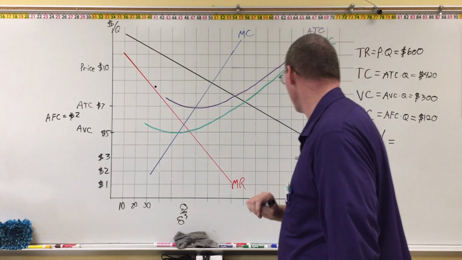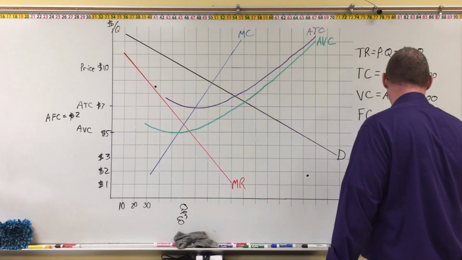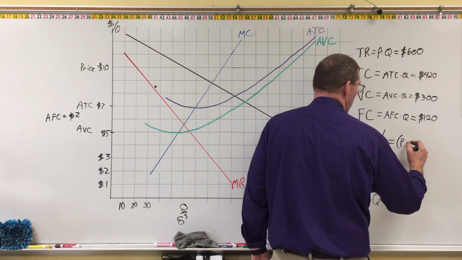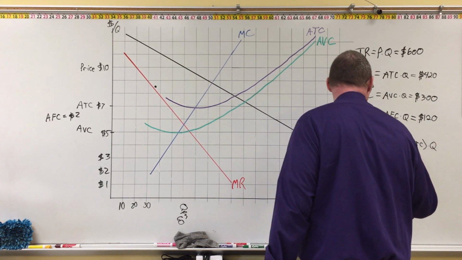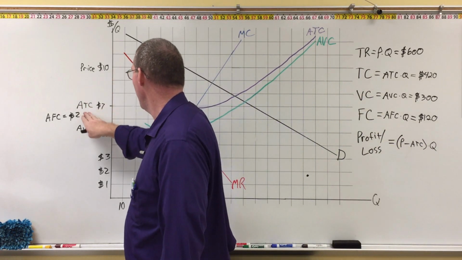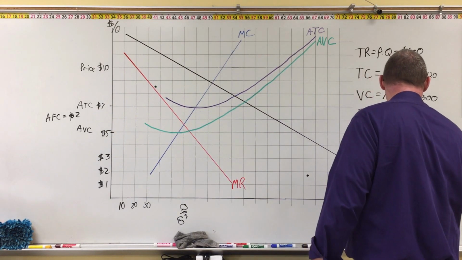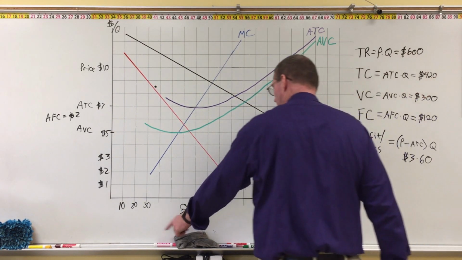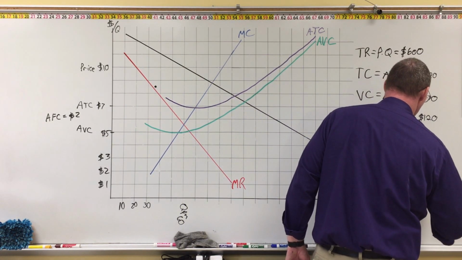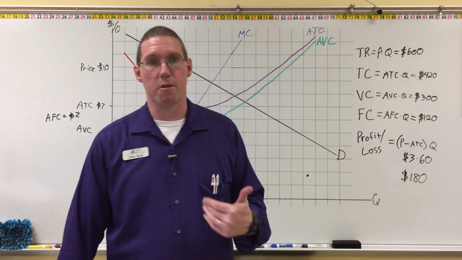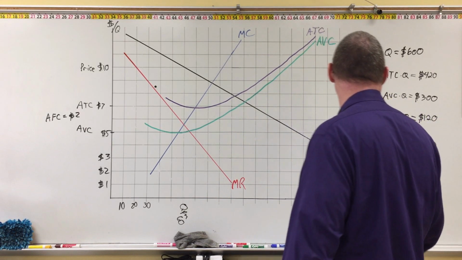Now we want to determine whether we are profiting or losing. And so profit or loss is going to be equal to price minus average total cost times quantity. And so here, price is 10, average total cost is 7. 10 minus 7, that's $3. So we go $3 times quantity, which is 60. Profit maximizing quantity is 60. And so $3 times 60, that is 180. That is a positive number. Therefore, this business is profiting. And this is the maximum profit that they could possibly earn.